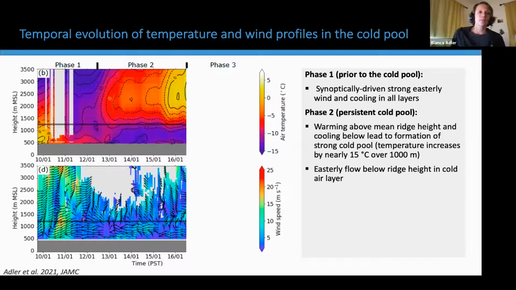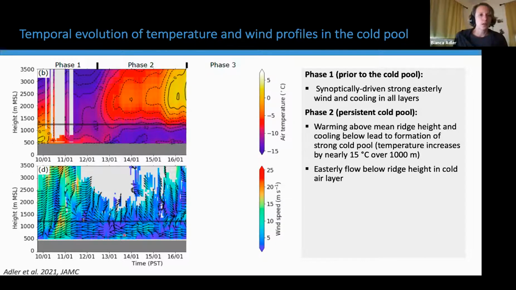Then, when the high pressure system established, this was associated with a warming above the mean ridge height, which is indicated here by this horizontal gray line, and cooling of the air below. So this led to the formation of a very strong temperature inversion with around 15-degree temperature increase over 1,000 meters.